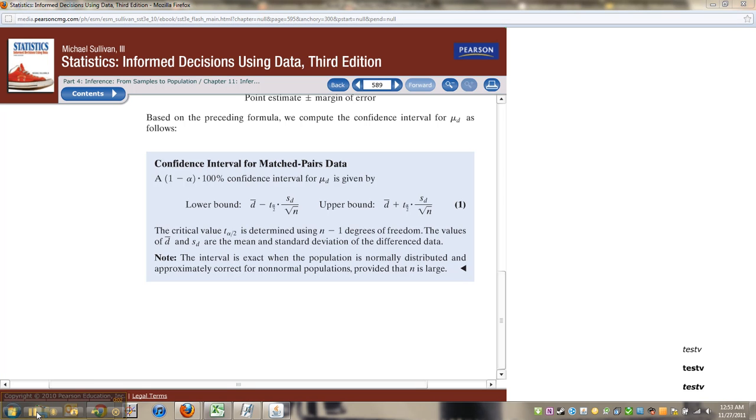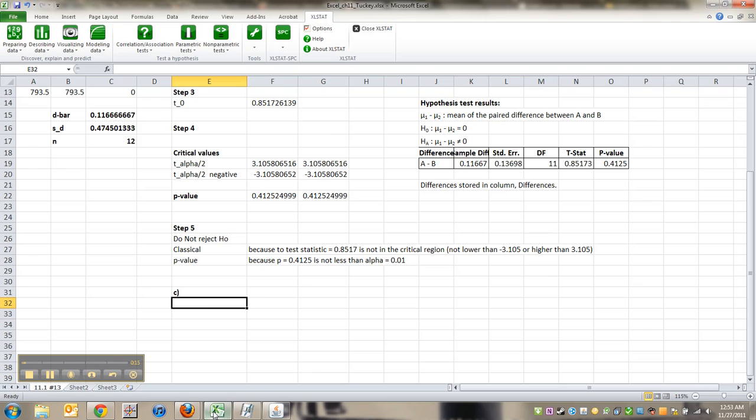All right, so part C of 11.1, number 3, or excuse me, number 13, asked us to construct a 99% confidence interval about the population mean difference and interpret our results. So let me get back here. We want to create a 99% confidence interval. That's what they're asking us to do.